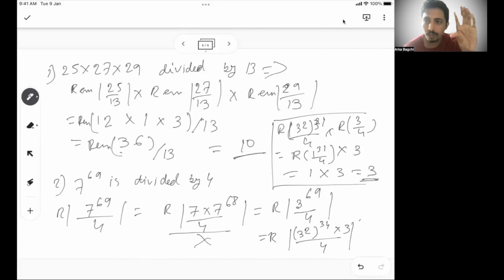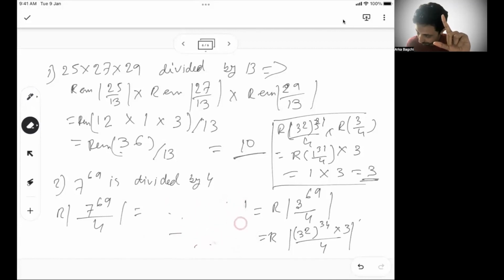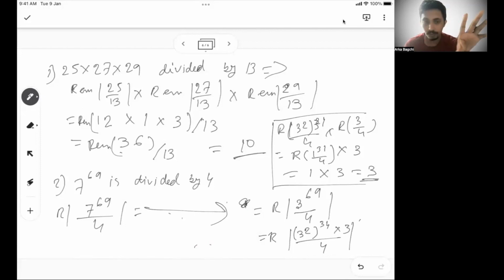So you get it. How do we get it? 7 to the power 69, I know 7 divided by 4 gives me a remainder of 3. So if I ignore this step, then I can directly write from here that it's basically nothing but 3 to the power 69 by 4. Now for 3 to the power 69, you need to look for a power of 3 which gives a remainder of 1 or minus 1. When the remainder is minus 1, that means the actual remainder is 4 minus 1, which is 3.